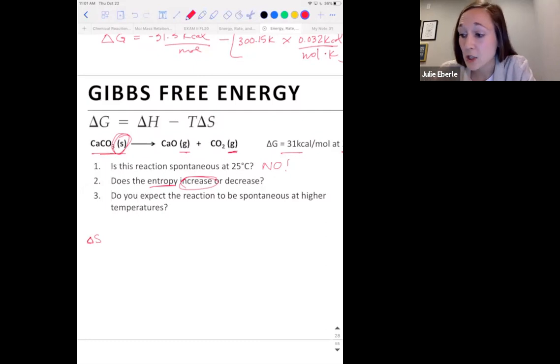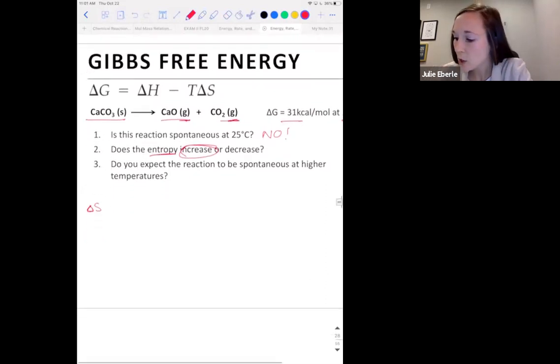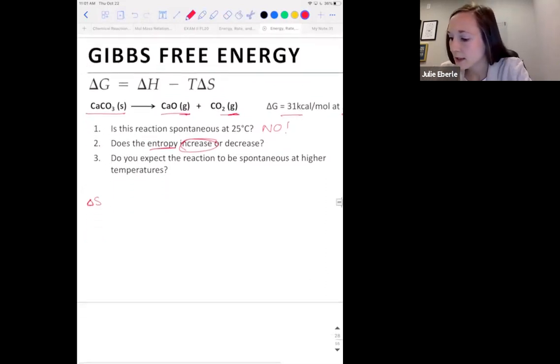Additionally, another way you could look at it is, this looks balanced. I have 1 mole on my reactant side, and I have 2 moles, 2 different products, on my product side. So you're just making more things. That's inherently more disordered as well. All right, so entropy is increasing.